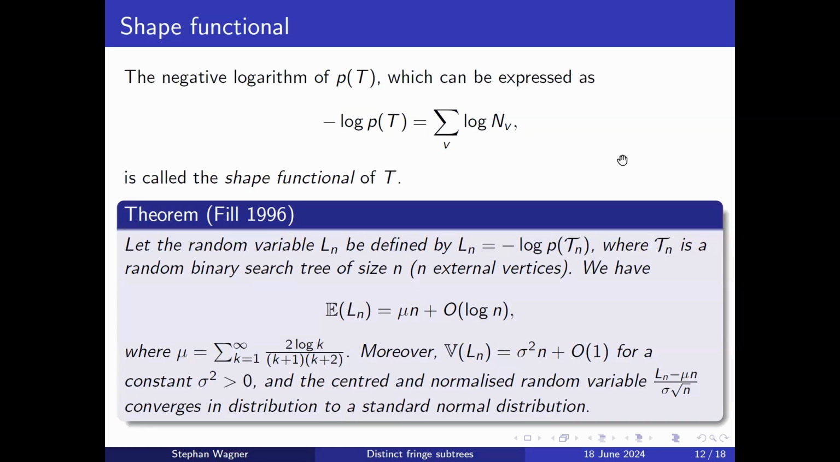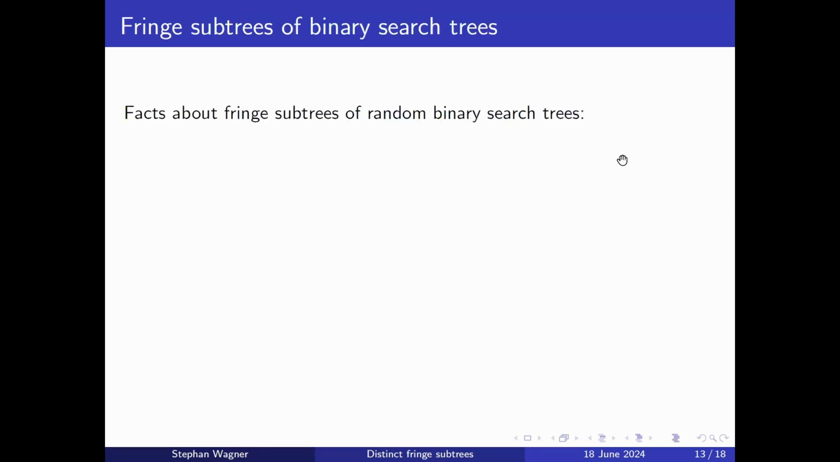We don't specifically need the central limit theorem for our purposes here, but it's mainly the fact that the quantity Ln here is concentrated that is relevant to us. So for that, the variance alone would be enough. But of course, it's good to know that it also follows the central limit theorem. All right, so these are the ingredients.